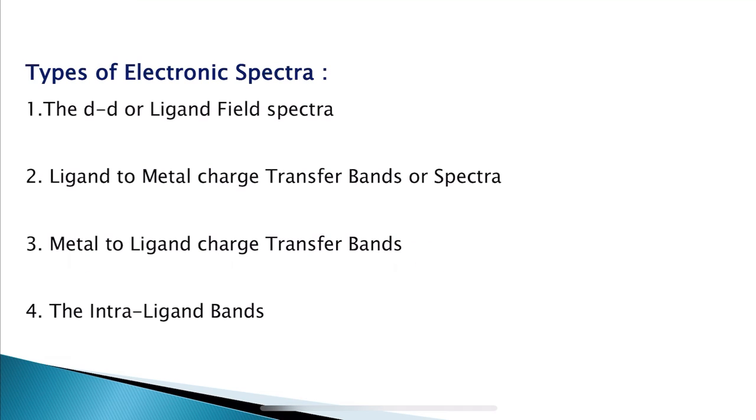The fourth type is the intra-ligand bands. Intra-ligand bands mean that when an electron transition takes place from one ligand orbital to another ligand orbital, intra-ligand transitions are observed. Here the electronic transition is neither between metal and ligand nor ligand to metal; it is entirely different. The electronic transition takes place between two ligand orbitals, and the absorbed transition is classified under the intra-ligand bands.